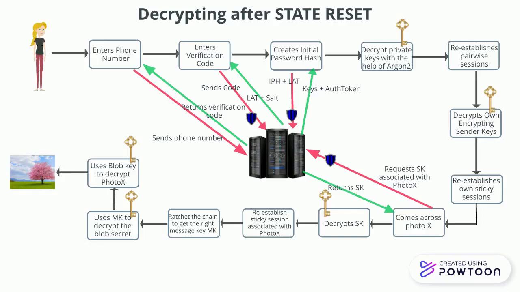You can see that for Alice to finally decrypt photo X after state reset, she had to go through 5 different decryption processes and pass 3 barriers. This emphasizes the security of the stick protocol.